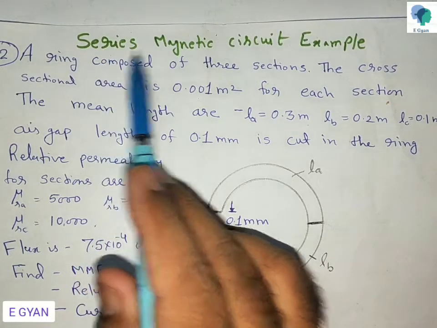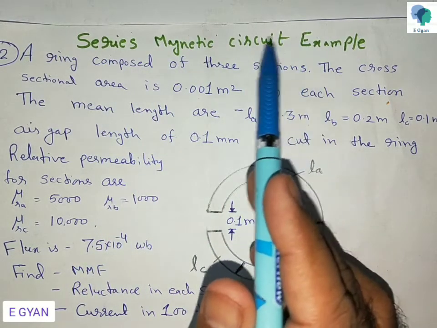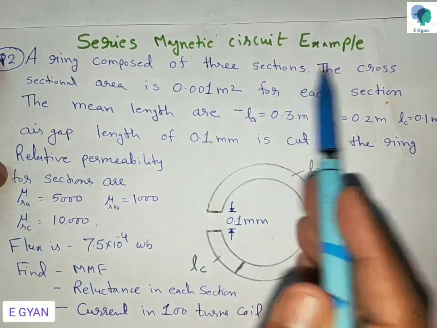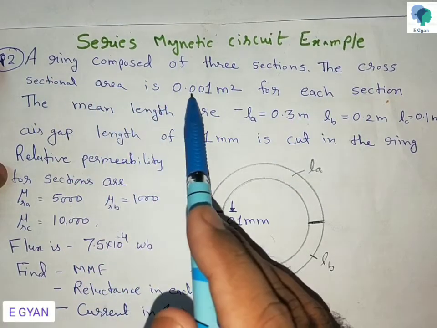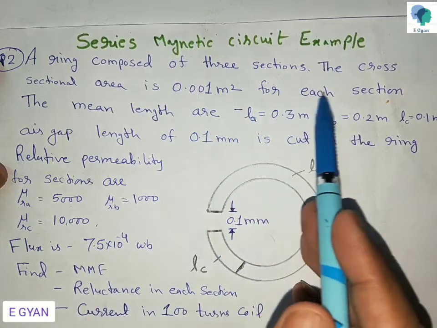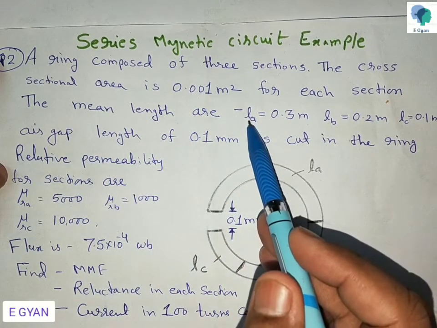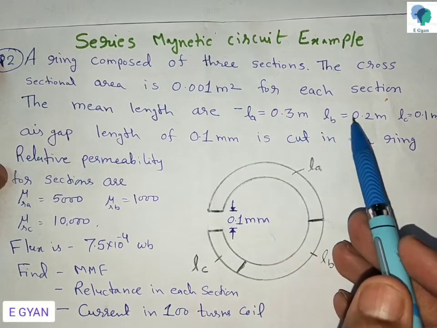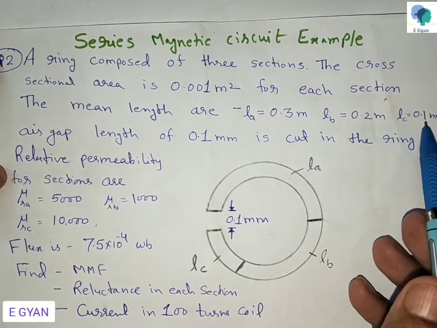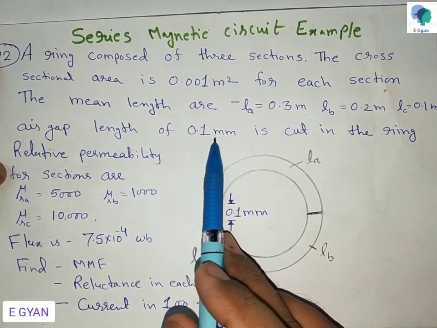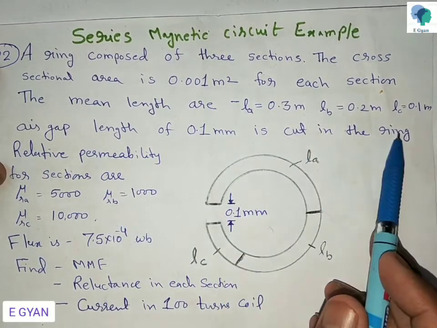चलिए आज हम लोग एक सीरीज मैग्नेटिक सर्किट पे एक एग्जांपल सॉल्व करके देखते हैं। ठीक है, क्वेश्चन क्या दिया हुआ है। A ring composed of 3 sections, the cross sectional area is 0.001 meter square for each section, the mean lengths are LA is equal to 0.3 meter, LB is equal to 0.2 meter, LC is equal to 0.1 meter. Air gap length of 0.1 mm is cut in the ring.